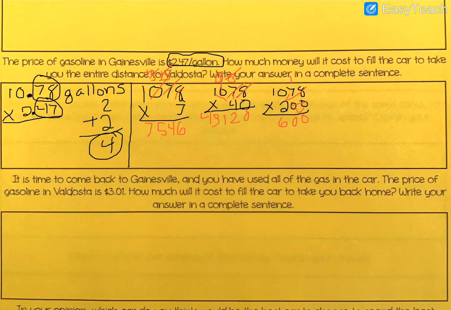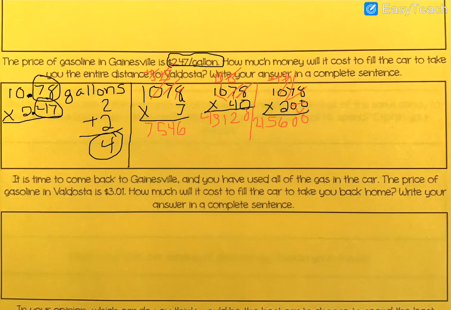Now we'll do 2 times 7, which is 14. Plus the 1 we regroup, which gives us 15. Put my 5, regroup my 1. I'm done with the 7. Now we'll do 2 times 0, which is 0, plus 1, gives us 1. And we're done with the 0. And then we'll do 2 times 1, which is 2.